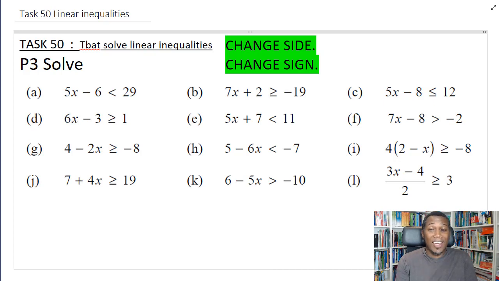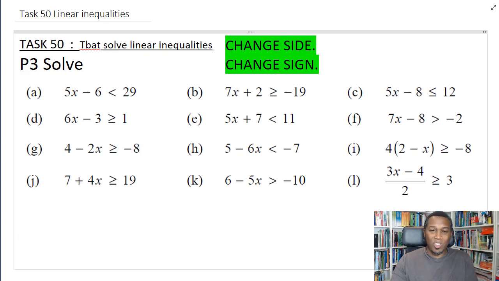Remember, change side, change sign. Stick with that. Some of the answers might be fractions. That's okay. It's not always going to be whole numbers, and you'll probably get some negative values as well. Pause, dedicated practice, make it happen.